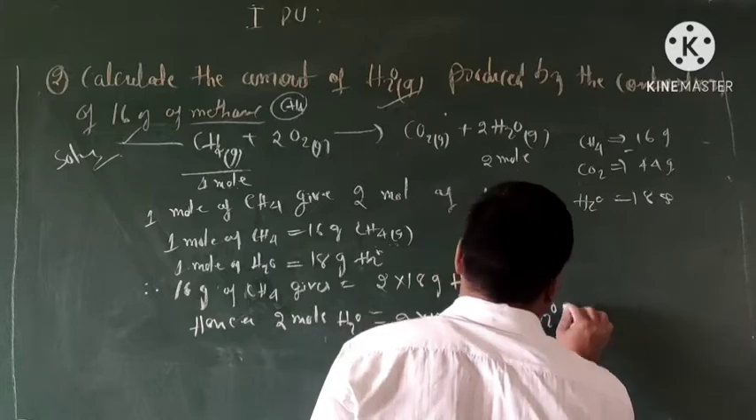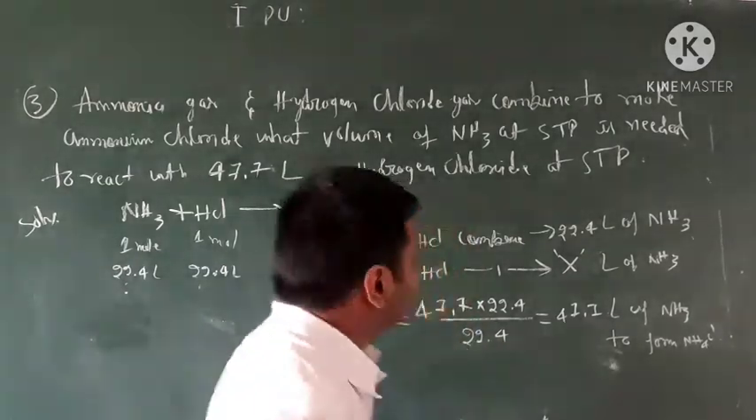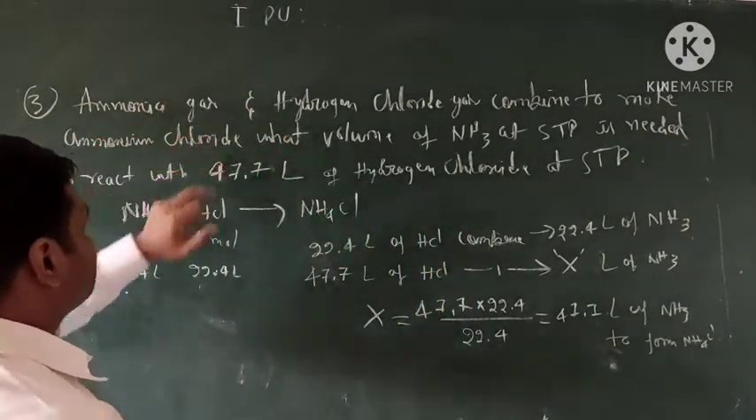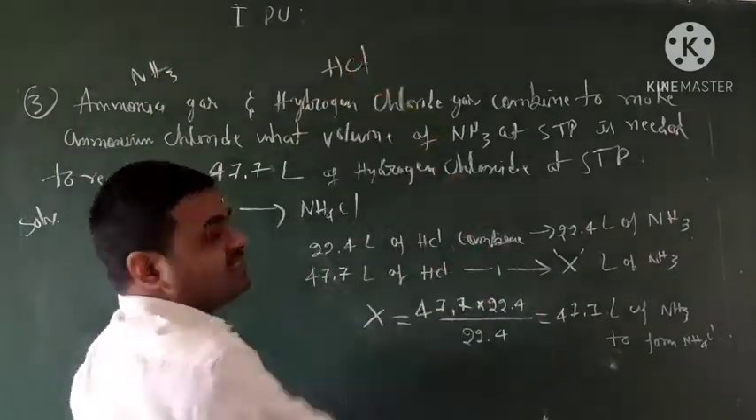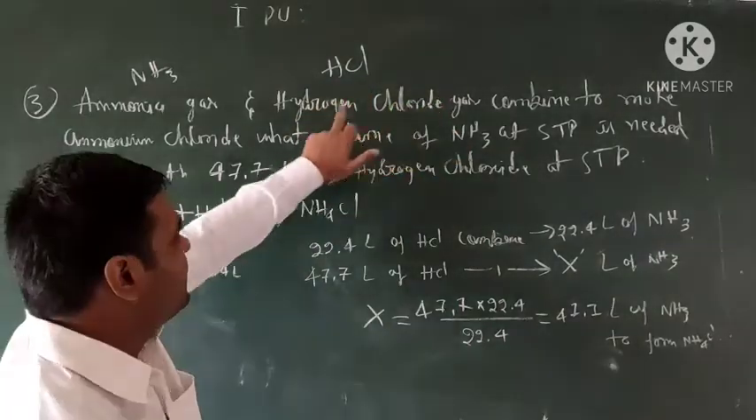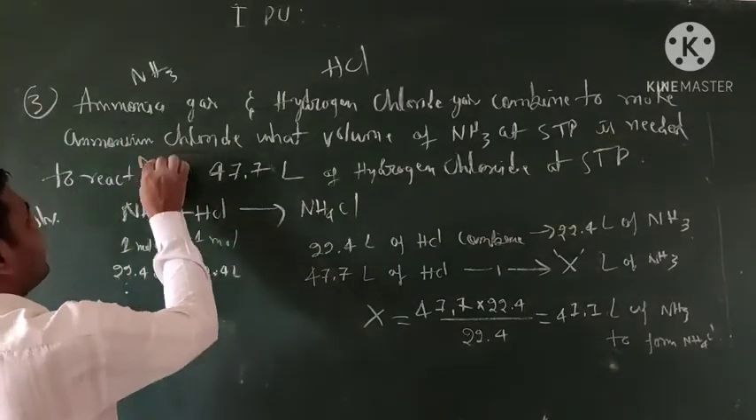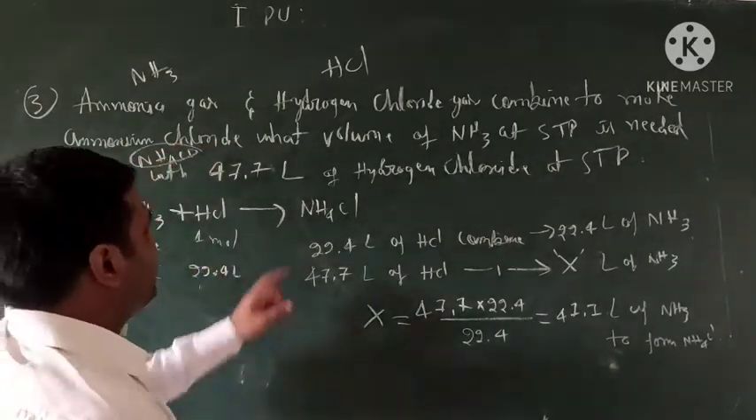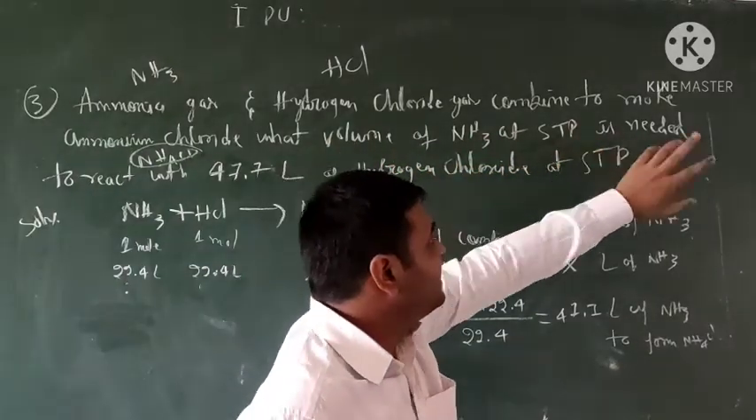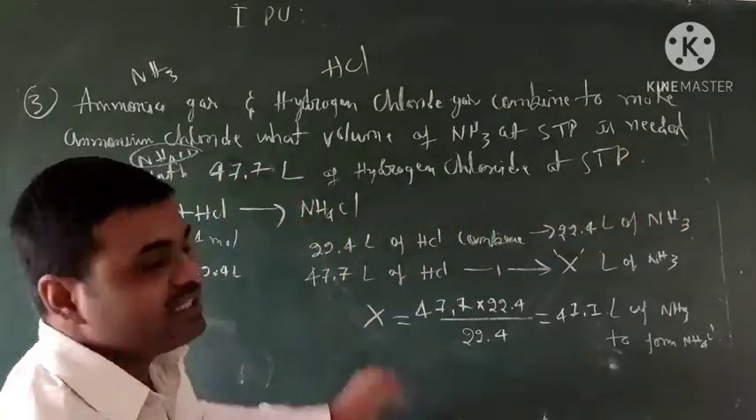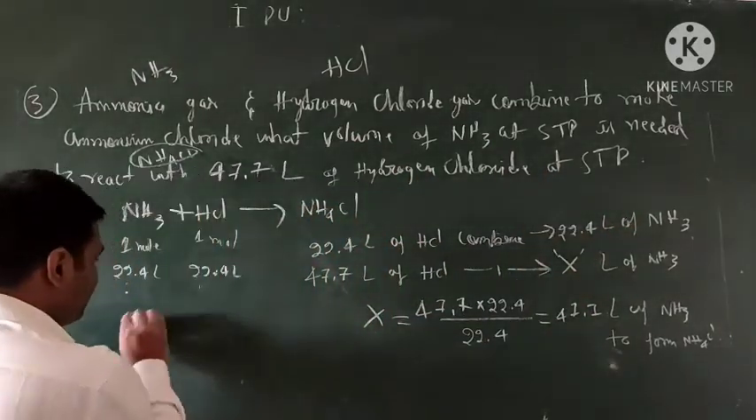36 gram of water. This much of value you get. The more problem, that is the third one: ammonia gas, NH3, with hydrogen chloride, HCl, either we call it hydrochloric acid or hydrogen chloride gas, combined to make ammonium chloride, NH4Cl. What volume of ammonia at STP, standard temperature and pressure, is needed to react with the 47.7 liter of hydrogen chloride at STP? What do you write for STP?